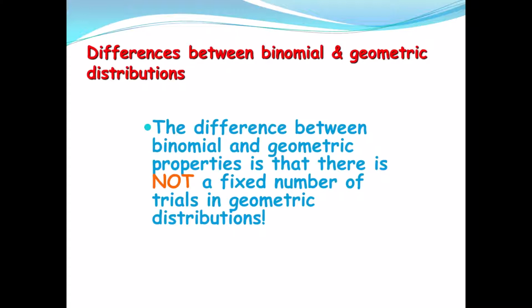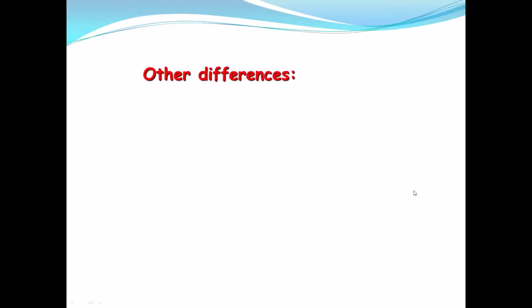5 girls out of 7 kids. 7 kids is it. There's no 8, 9, or 10, right? But if I were to ask you, what's the probability that the first girl is the 5th kid born, or at least the 5th kid born, or at most the 5th kid born, that's all geometric. See the difference? That's one big difference.